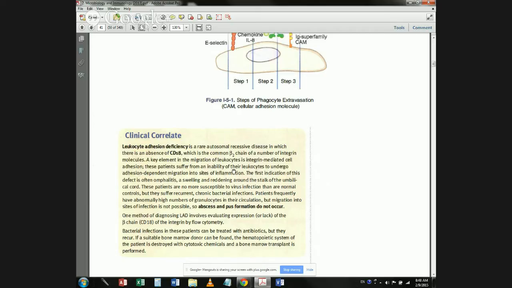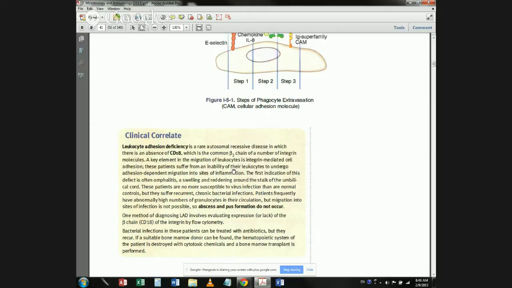Patients frequently have abnormally high numbers of granulocytes in their circulation, but migration into sites of infection is not possible. So abscess and pus formation do not occur. So that's pretty bad. You'll have increased levels of leukocytes in your blood, and you're constantly attracting them because of injury, but they can't enter the tissues, and so they never heal or fight that infection.